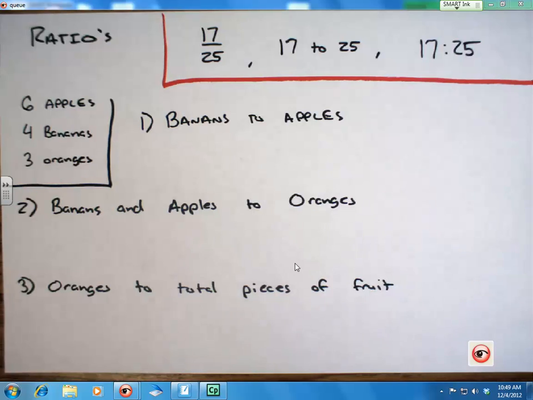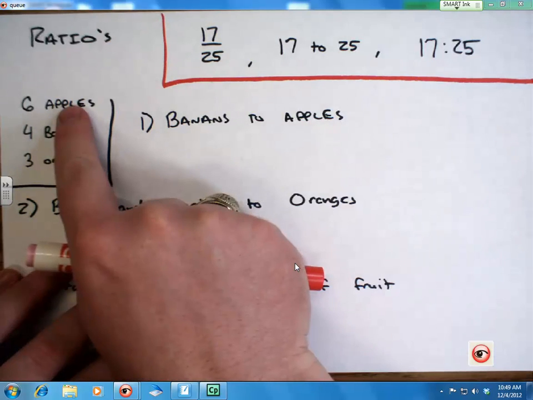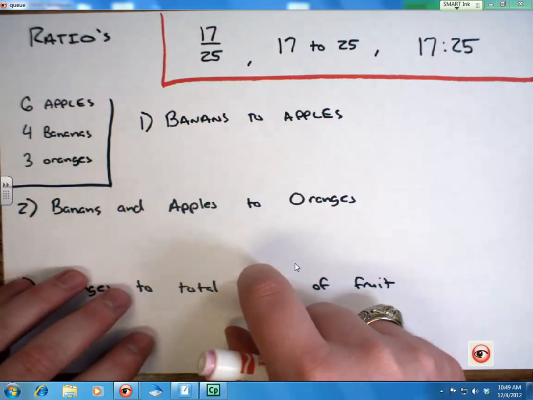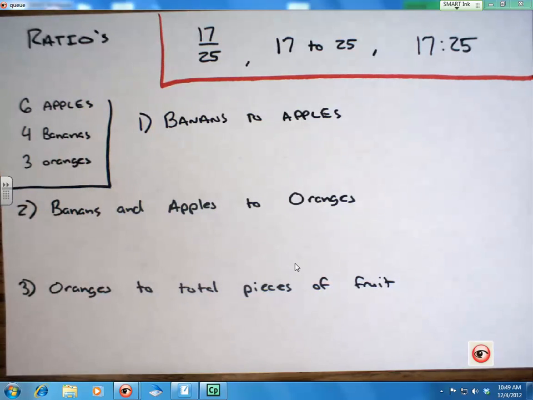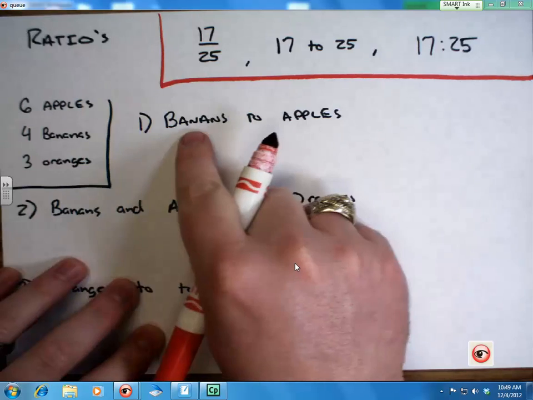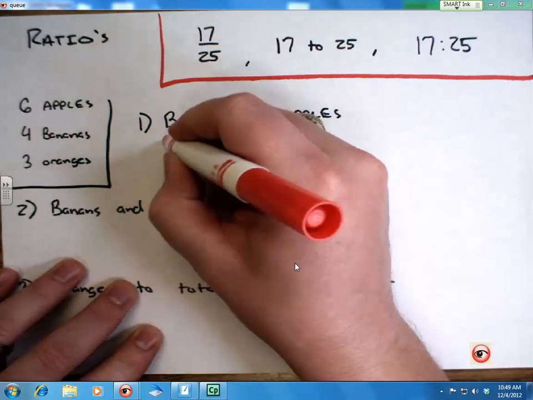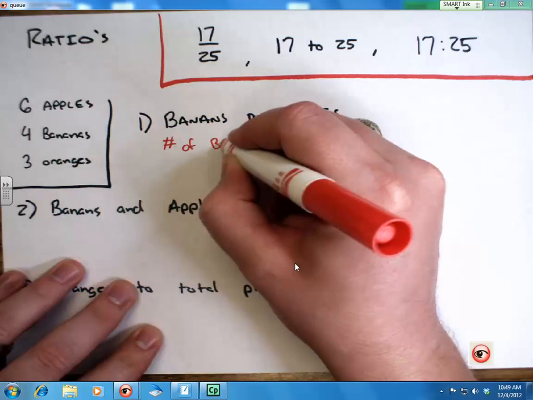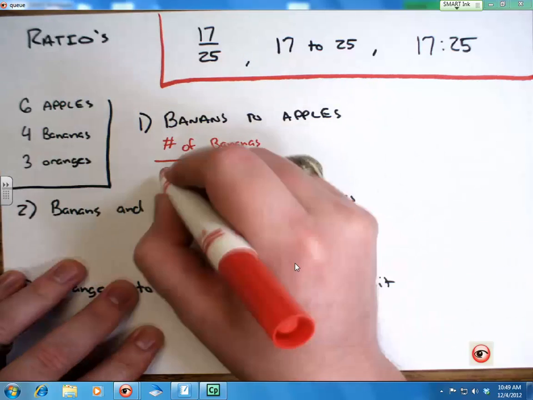Okay? Let's take a look at our first example here. It says bananas to apples. And if you look over here, it gives us a list of what we have. And on number one, what we need to do is write our ratio in all three fashions, and that ratio being bananas to apples. Okay, well, let's look. How many bananas do I have? Well, I have 4 bananas. Okay, so when I'm writing this, I need to write the number of bananas over the number of apples.